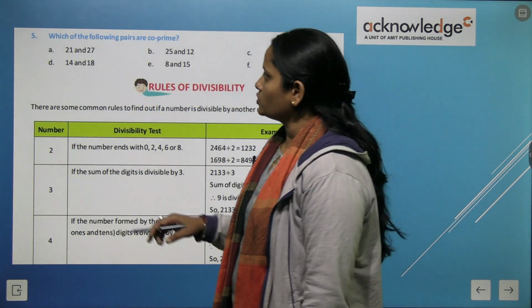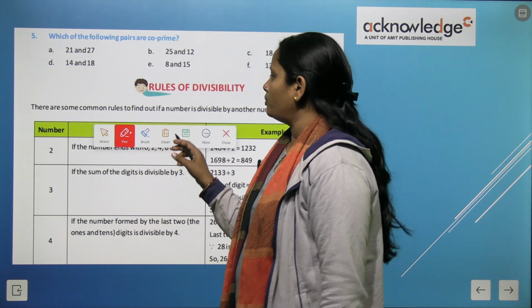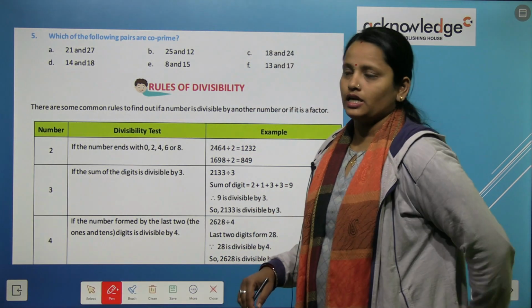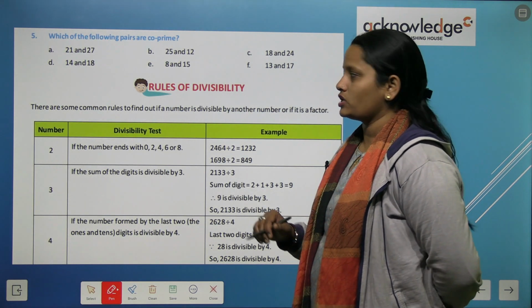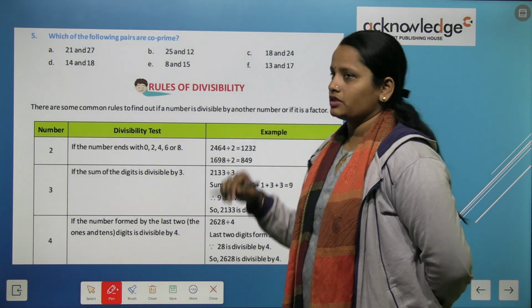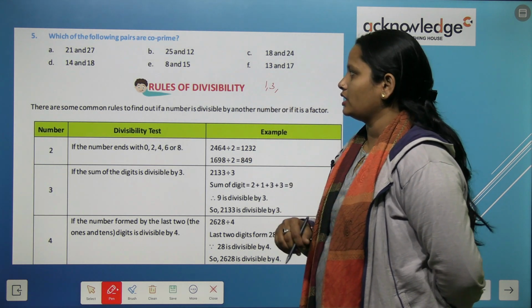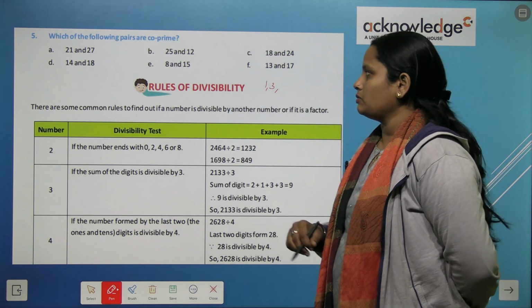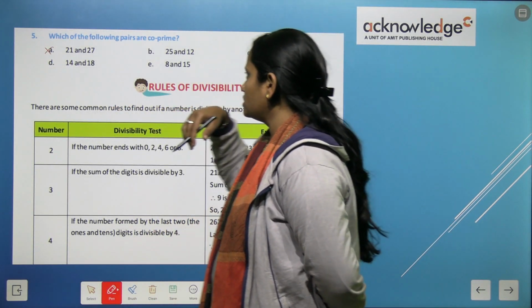नाउ लेट्स मूव ऑन टू दिस क्वेश्चन नंबर 5. व्हिच आर द फॉलोइंग पेयर्स आर को-प्राइम. को-प्राइम कौन कौन से पेयर्स हैं, लेट्स सी. सो 12 और 27 दोनों जो है जब हम इनका फैक्टर्स देखेंगे तो ये खुद का फैक्टर 1 तो है बट इसके अलावा 3 भी इनका फैक्टर है. सो 3 की टेबल में भी आ रहे हैं तो इसका मतलब दीज आर नॉट को-प्राइम नंबर्स.